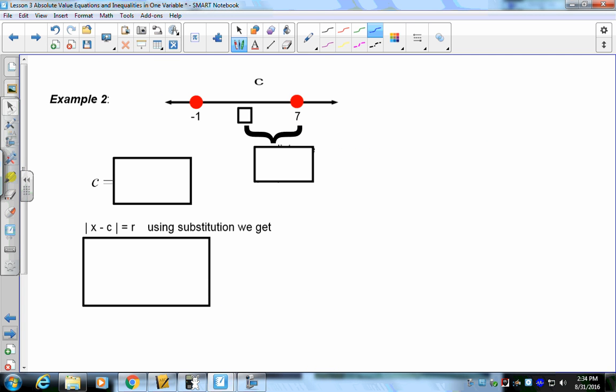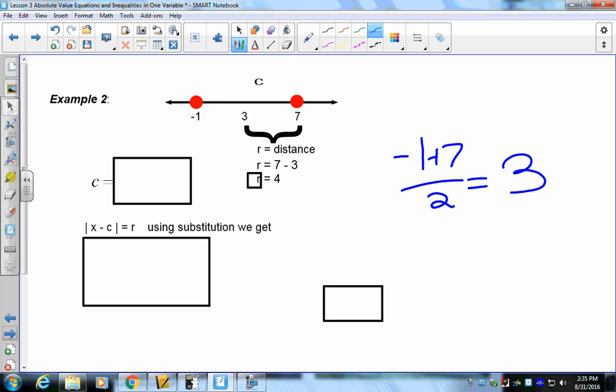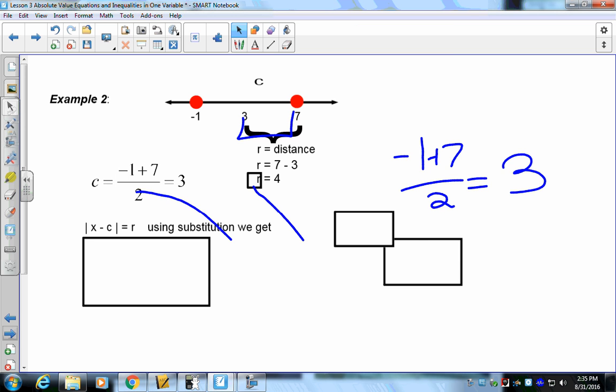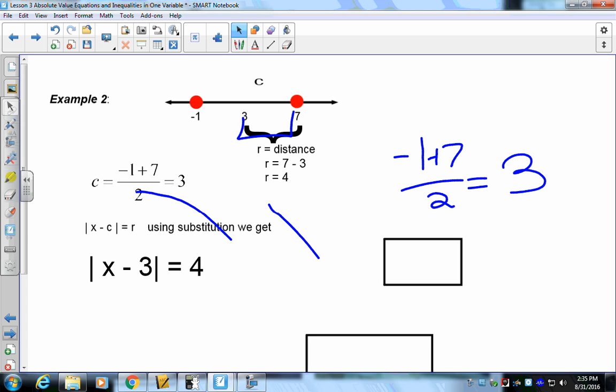Okay, let's look at this example. We're going from -1 to 7. So -1 plus 7 divided by 2 gives us 3. So the center is at 3. All right, the distance is 4 because it's how far it takes to get from 3 to 7. So when I put that into my equation, the center's at 3, and my distance is 4.